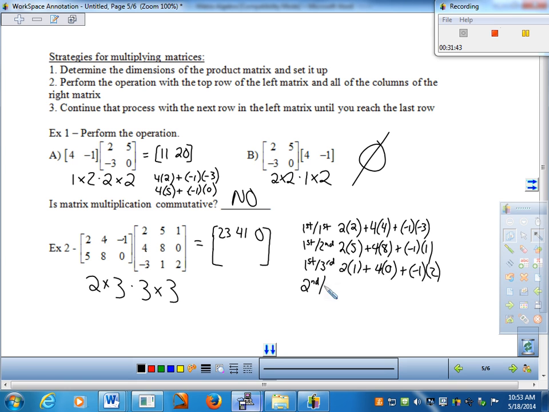So now I do the second row and the first column. So second row, first column, which of course goes right here. Second row, first column. 5 times 2, 8 times 4, 0 times -3. And looks like we end up getting 42, and that went right in here. Bottom row, first column. Right here, bottom row, first column.